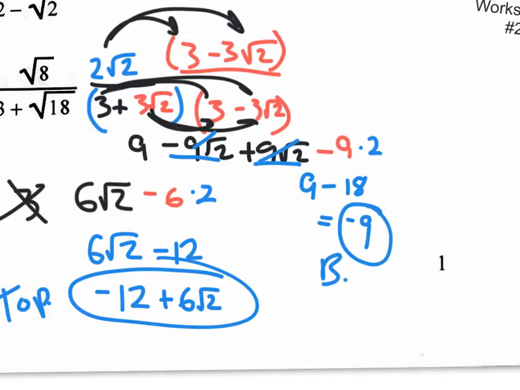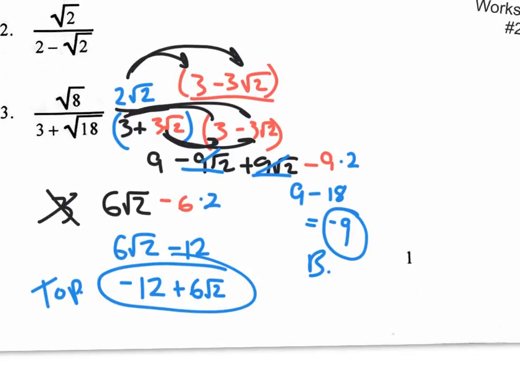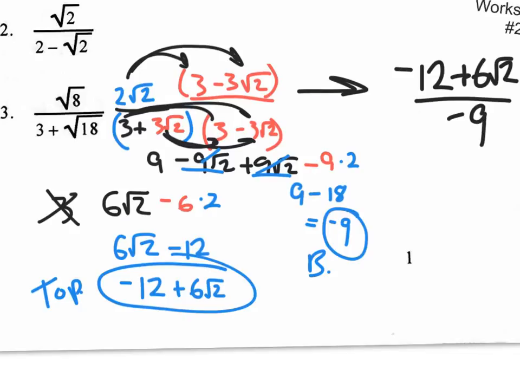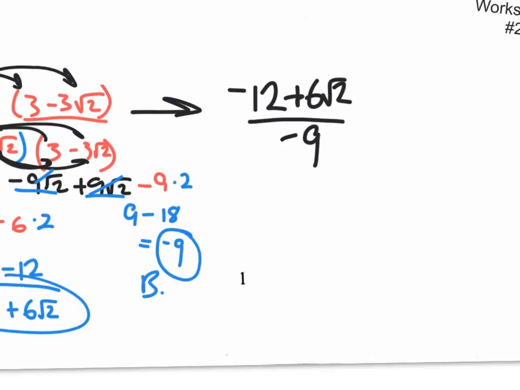Okay, so what do we have? We have the top, which is a binomial with still a radical in it, and the bottom, which is a negative 9. Let me rewrite this answer. The answer so far is going to be negative 12 plus 6 square root of 2, and on the bottom, we have negative 9. Okay, so that's a good answer so far, but it could get better. What do I mean by that? It could get better. You have a 12, a 6, and a 9. So all those three values could be reduced because they all have a multiple of 3 in them.